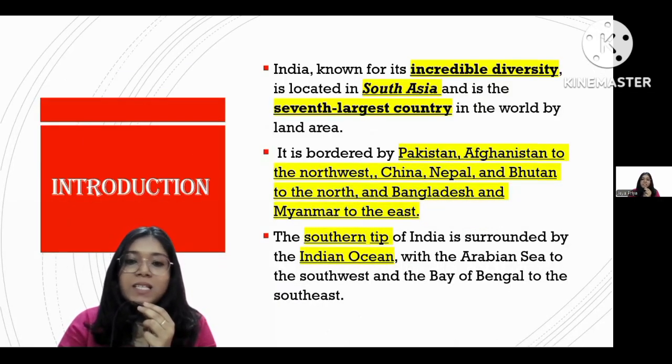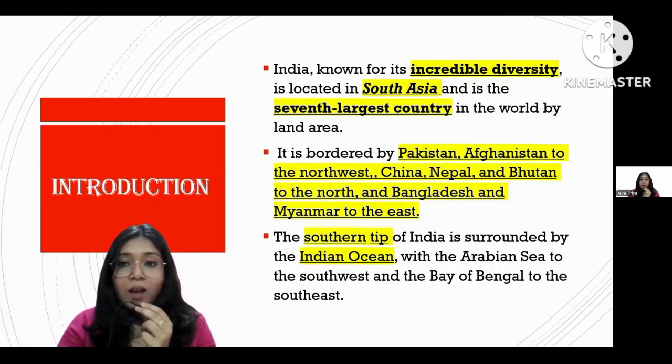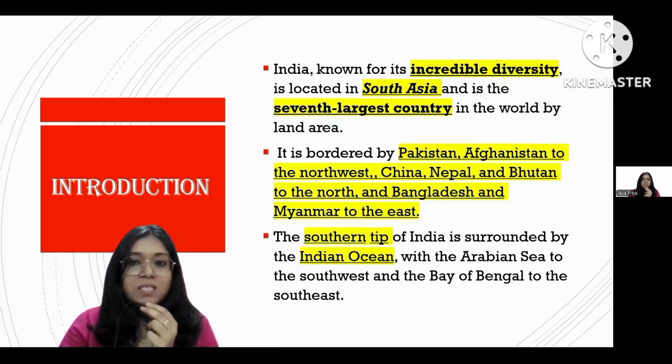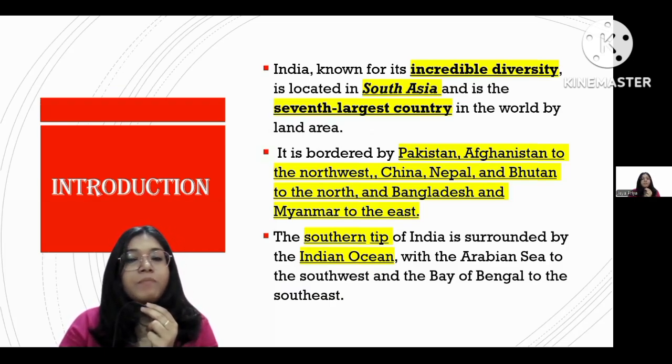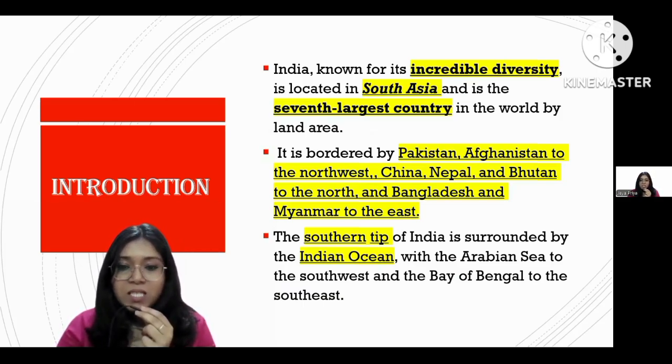So, what comes to our mind when we think of India? Its diversity, its culture, its population, its extension. India is located in South Asia, the largest continent, and it's the seventh largest country, bordered by Pakistan and Afghanistan in the northwest, China, Nepal, and Bhutan to the north, Bangladesh and Myanmar to the east.